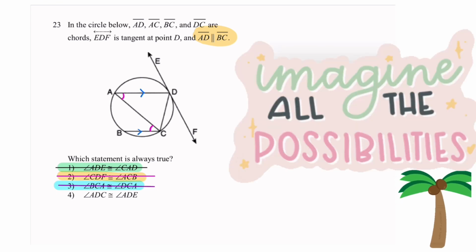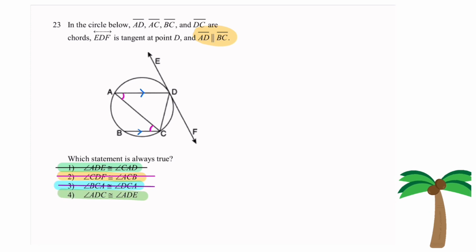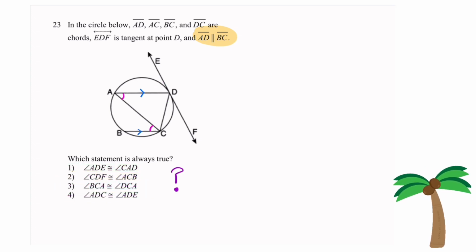Well, let's really see. Angle ADC and angle ADE. Let's locate those. Right here, and ADE. Doesn't look like those are congruent either. So what's the deal here? We must have missed something.